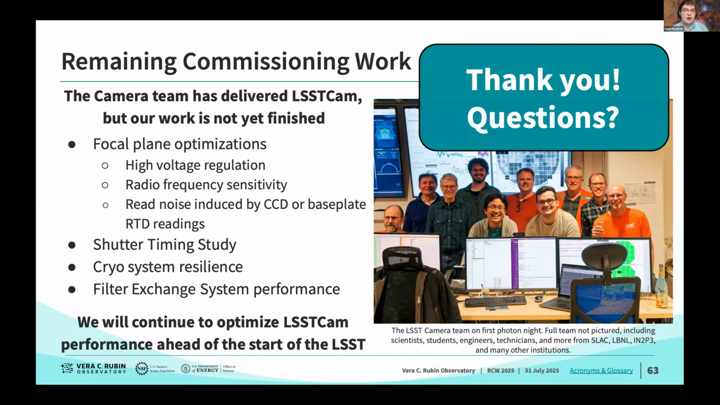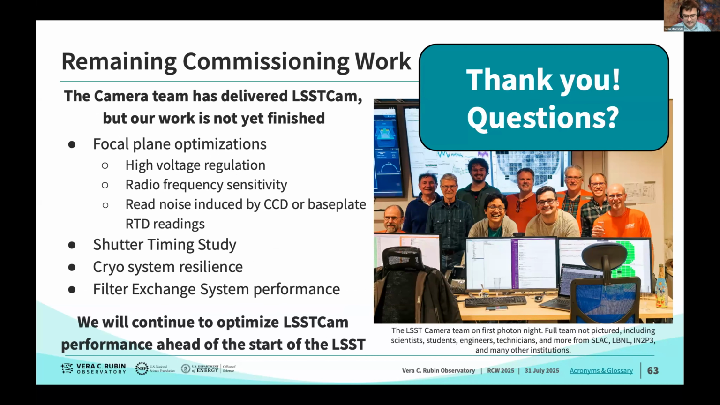However, we're not finished optimizing the camera. We still have many, many things that we can do in order to make sure that the data that you, the community, obtains is of the highest quality possible. So we're going to continue to work as we transition through science validation into the LSST survey.